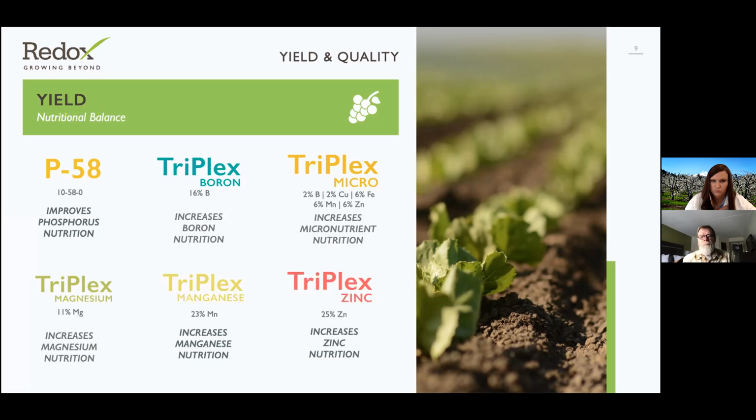Triplex Boron, it's a 16% boron, it increases boron nutrition. Triplex Micro is a 2% boron, 2% copper, 6% iron, manganese, and zinc. And this increases a broad range of micronutrient nutrition. We have Triplex Magnesium, Triplex Manganese, and Triplex Zinc, all with a great deal of nutrition with respect to those micronutrients.